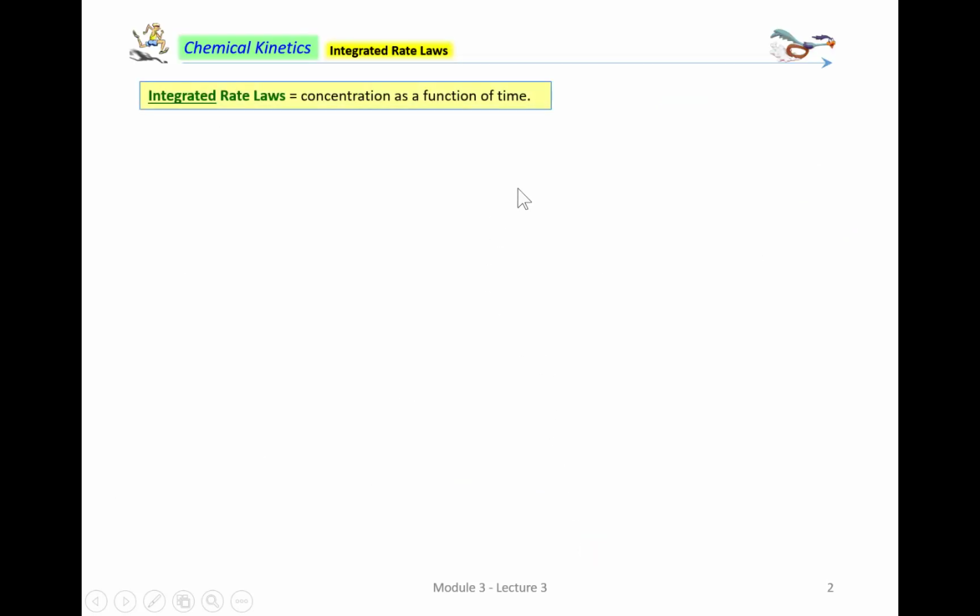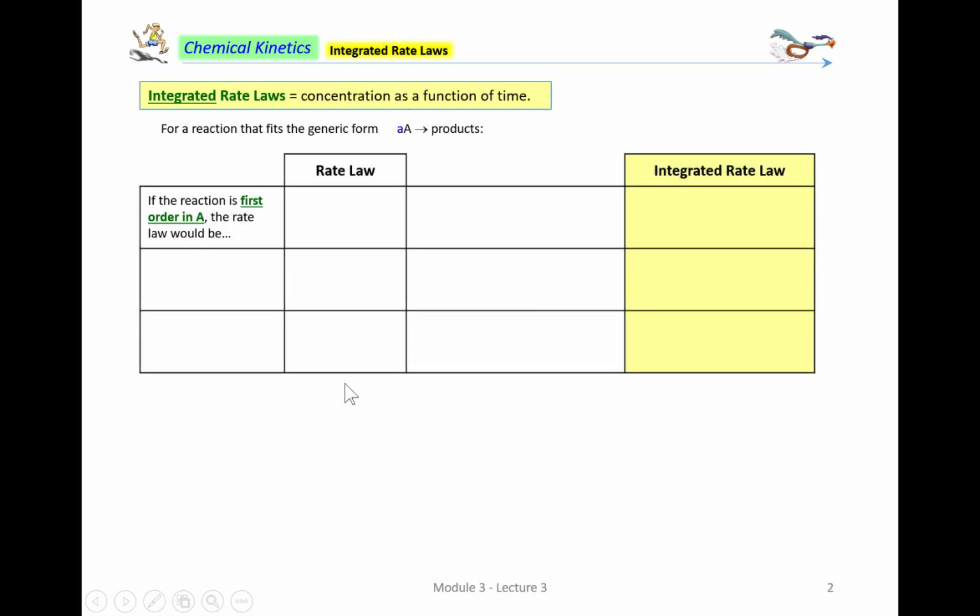Again, integrated rate laws are expressions that allow us to talk about concentration as a function of time. And as we just said on the previous slide, we're going to look at reactions that fit this generic form of some reactant going to products. Well, if the reaction is first order in this reactant, then we would say that the rate law would be rate equals k times A to the first power. Now, if we applied some calculus to this, which of course we're not going to show, we could derive one of these integrated rate laws. This would be for the first order process, and it would look like this.